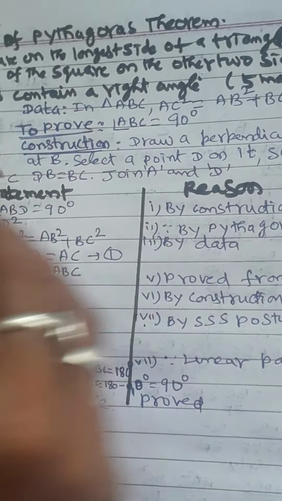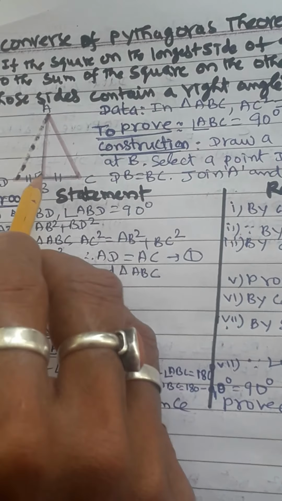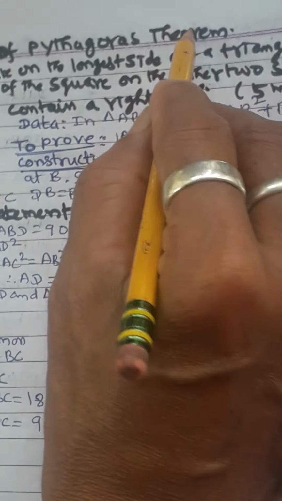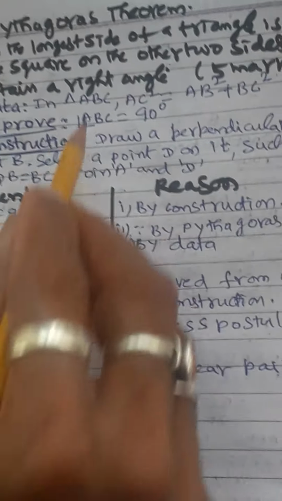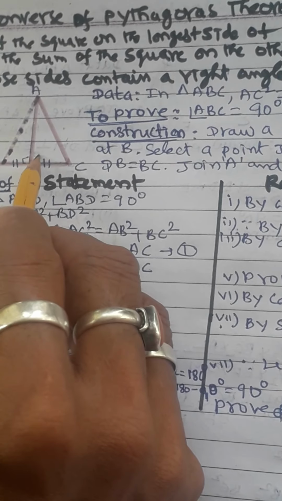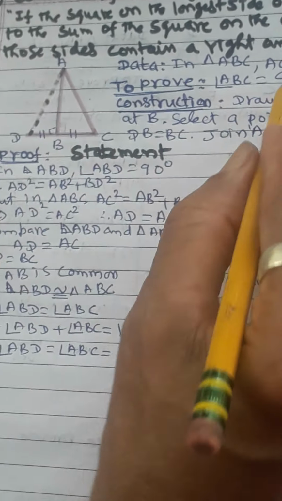So that is what the statement is saying here. What you have to do, consider triangle ABC. According to the data, the longest side is AC, so AC square is the longest side square. Then the sum of the squares of the other two, AB square plus BC square. This is the data, already given in the statement itself. Now what you have to prove? Angle ABC, we have to prove as 90 degrees.